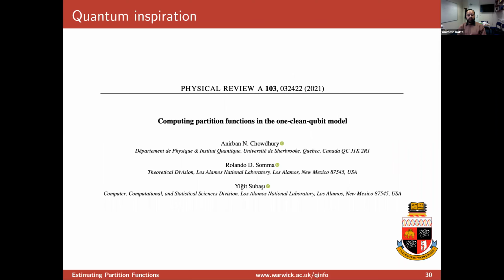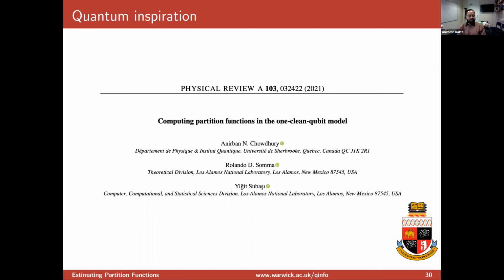So going deeper into the inspiration, about a year or so ago, there was a paper by the group from Los Alamos talking about estimating partition functions in the one clean qubit model, which is where we had started looking at how to improve this particular thing for a quantum computer. And then we realized, as Andrew and we were working through this, that it's actually getting the Pauli decomposition that's the hard part. Once you've had that, the rest is an easy classical step, and that's what we have presented as the classical algorithm.